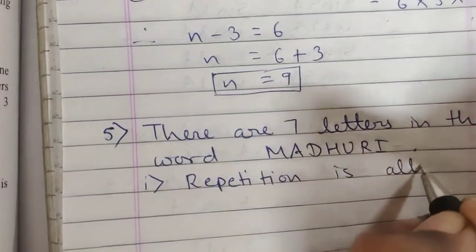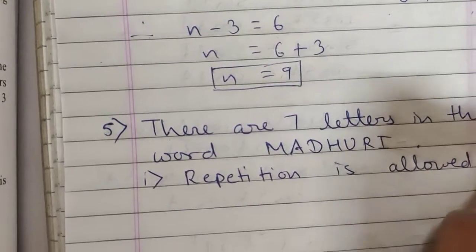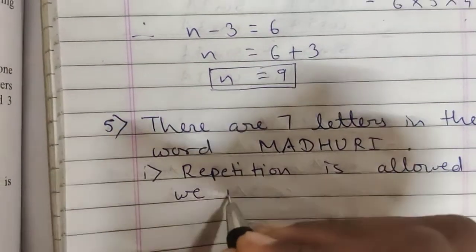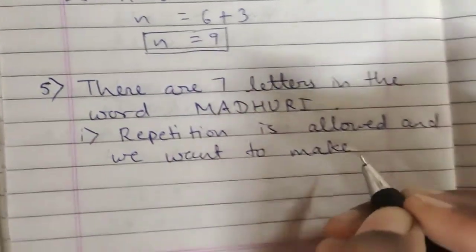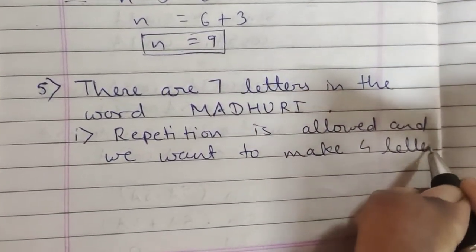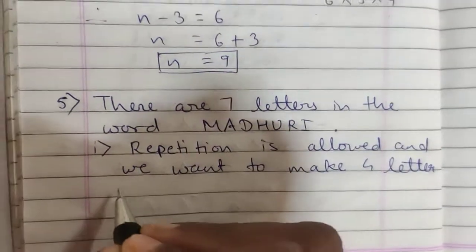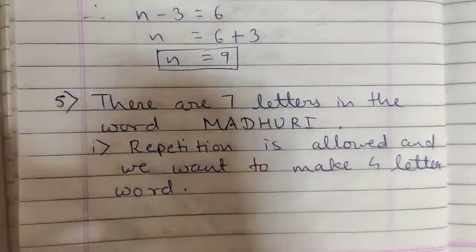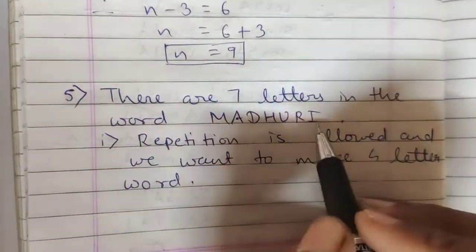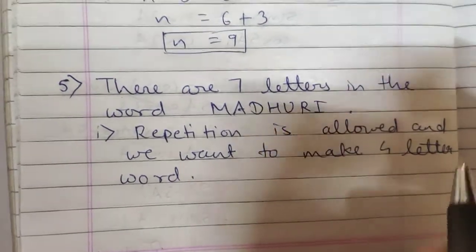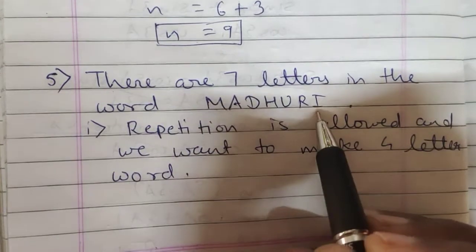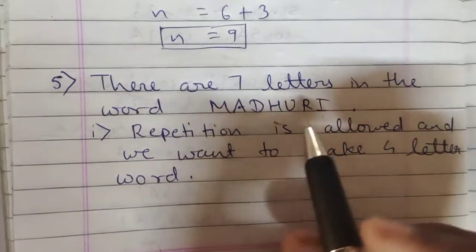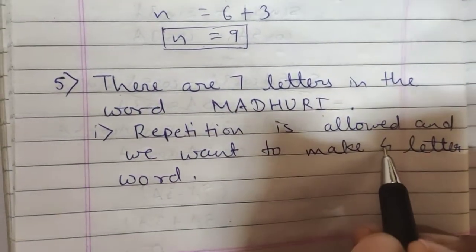Repetition is allowed, and we want to make a 4-letter word. Okay, so 4-letter word means, see, there are 7 letters and we want a 4-letter word. So the first letter has 7 choices, then the second time also you have 7 choices. Like that, for every case you have 7 choices.